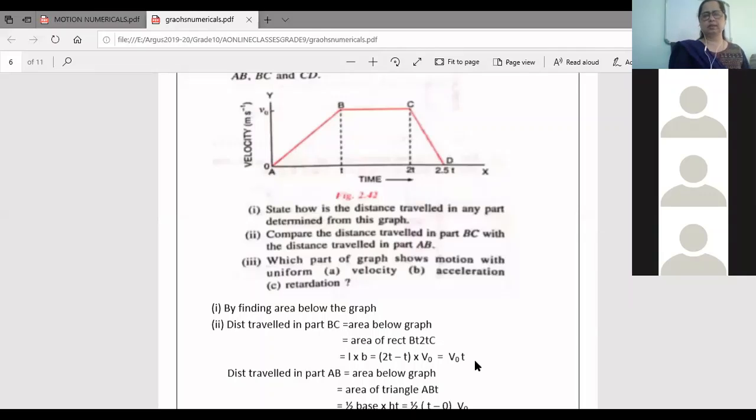Now I have to see the distance traveled. Ma'am, could you explain again? Because of a network issue I went out.